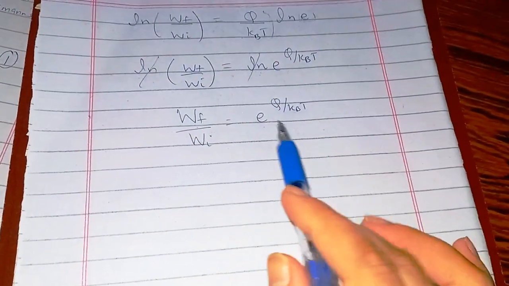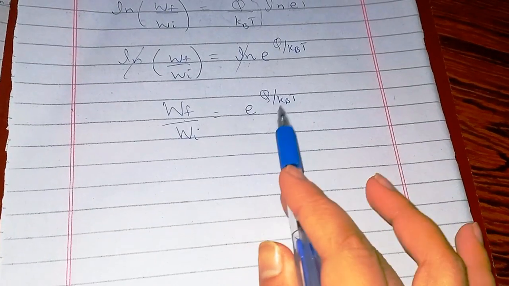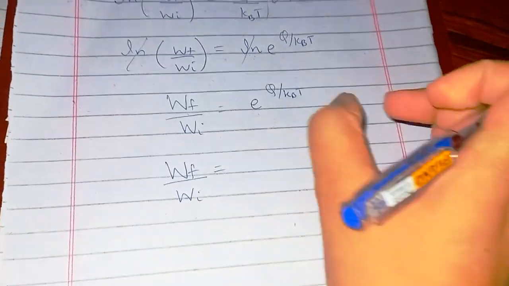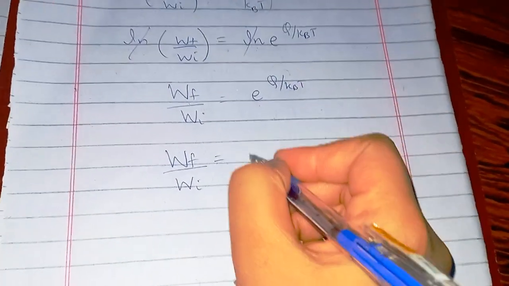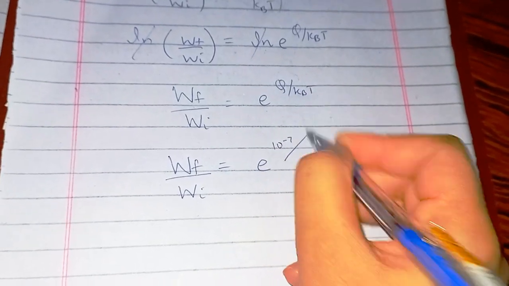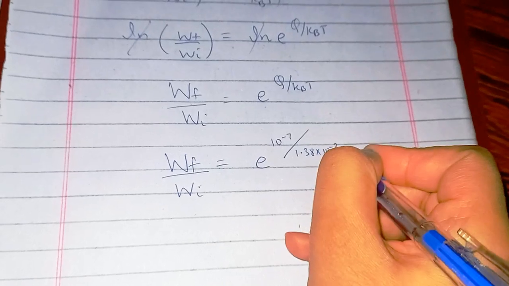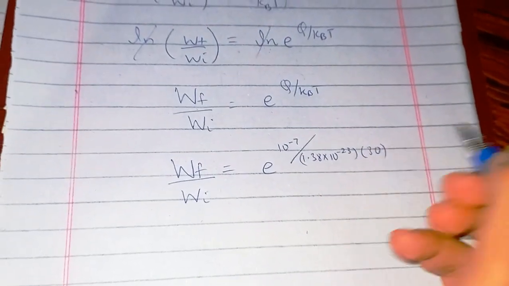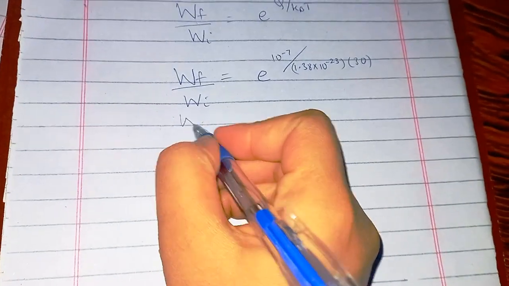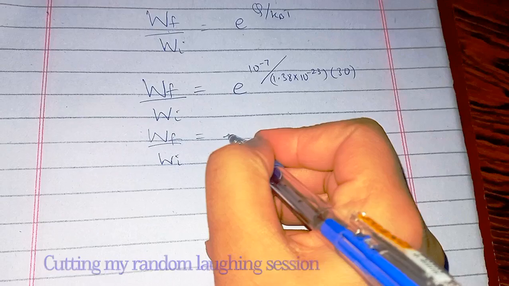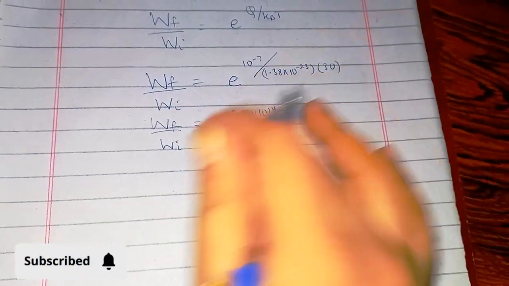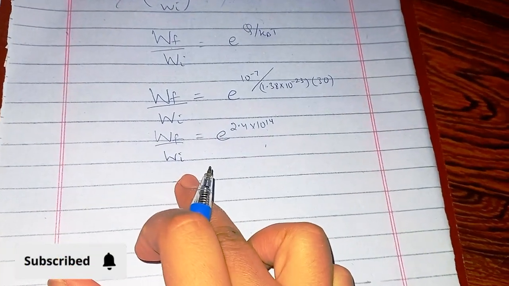Alright, so let's quickly put the values of Q, Kb, T into this equation to get the value of Wf by Wi, and we'll solve the exponent first. Q is 10 to the power minus 7, divided by Kb which is 1.38 multiplied by 10 to the power minus 23, and T is 30. So let me use a calculator and I'll get back to you. I'm back, everyone. It is e to the power 2.4 multiplied by 10 to the power 14. So that is the factor by which the number of accessible states increases.